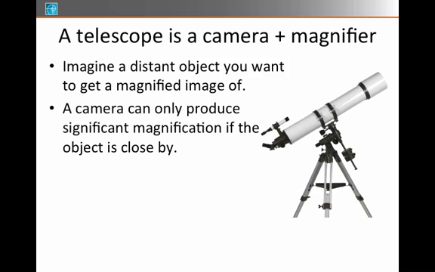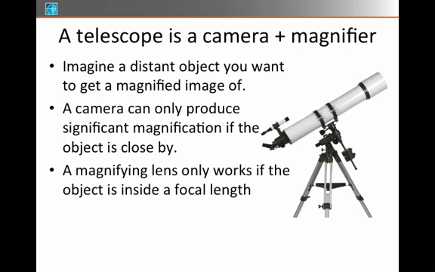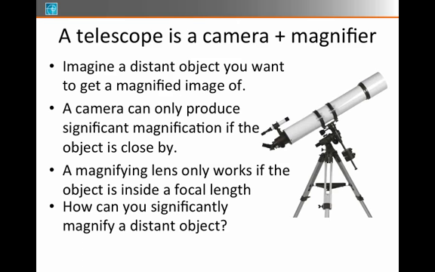A camera can produce a significant magnification, but only in the case when the object is really close by, in other words, close to the focal length. And a magnifying glass works really well if you want to get a magnified image, but then you have to bring the object even closer. You have to bring it inside of a focal length. So how can you significantly magnify a distant object?